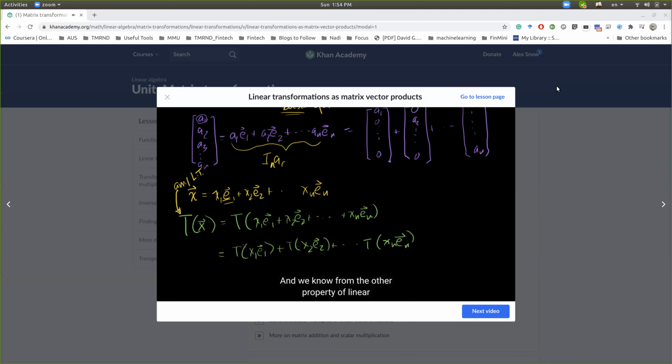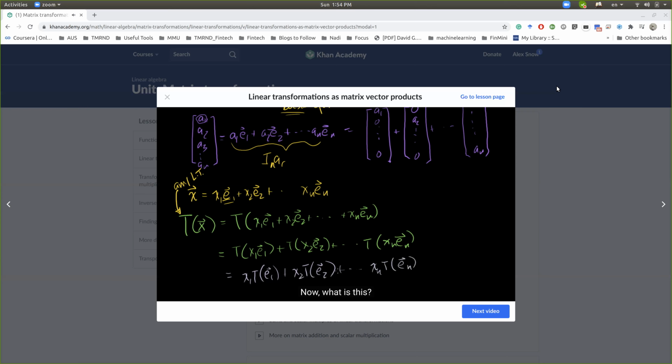And we know from the other property of linear transformations that the transformation of a vector multiplied by a scalar is the same thing as the scalar multiplied by the transformation of the vector. That's just from our definition of linear transformations. So this equals x1 times the transformation of e1, plus x2 times the transformation of e2, plus all the way to xn times the transformation of en.